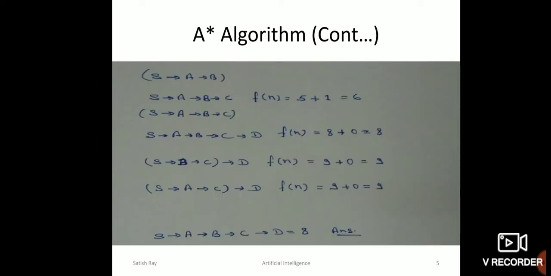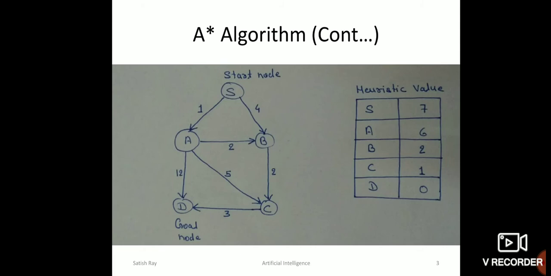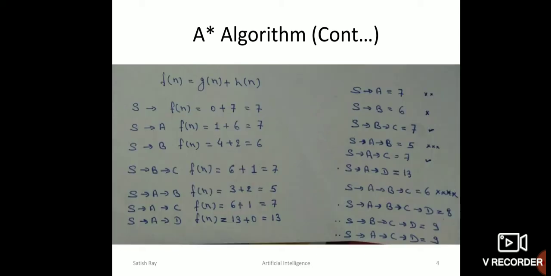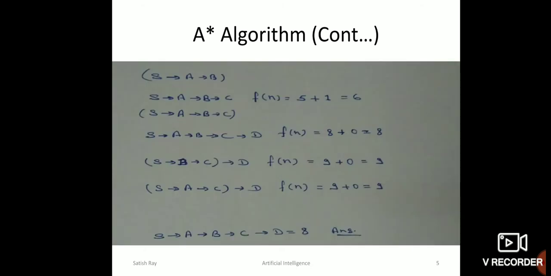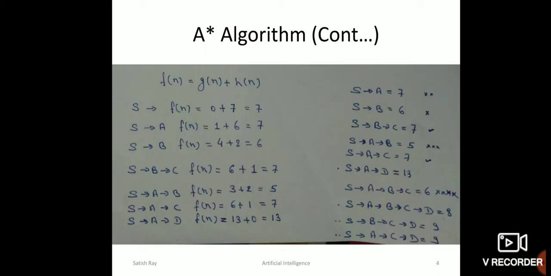So we will have S to A to C as the minimum value and unexplored. So we will use this path and move towards D. Then f of n will be, S to A is 1, A to C it is 5, and C to D it is 3. So it is 9 and the heuristic value of D is 0. So 9 plus 0 it is 9. Now we have explored all the paths. Now we will write this path at the right hand side here, and then we will check for the paths having our goal node D.